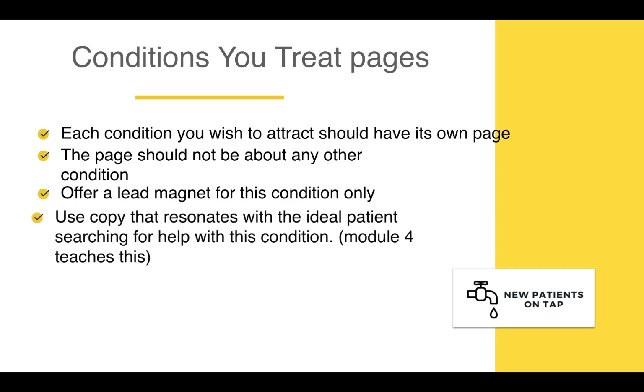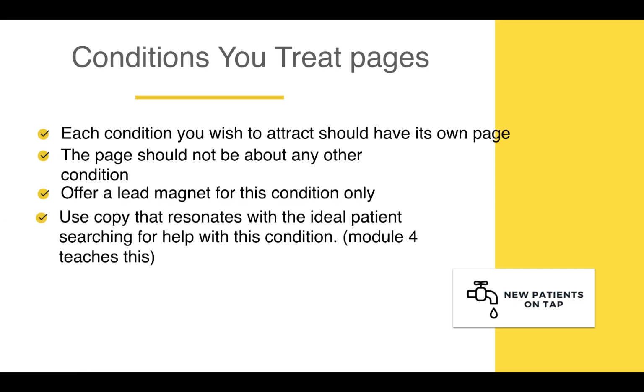You should make sure that you use copy that will resonate with your ideal patient who's searching for help for this condition. And we will go through this in the next module, module 4, how to do that. We want to have clear call to actions so that we're using copy that is about this condition, directing that patient through to the point where we're suggesting them do X, Y, Z, download this lead magnet, book online or so forth, so that the page is simply about that issue and nothing else.